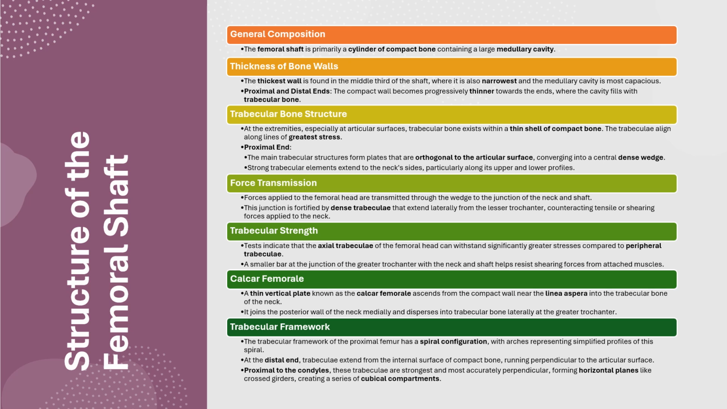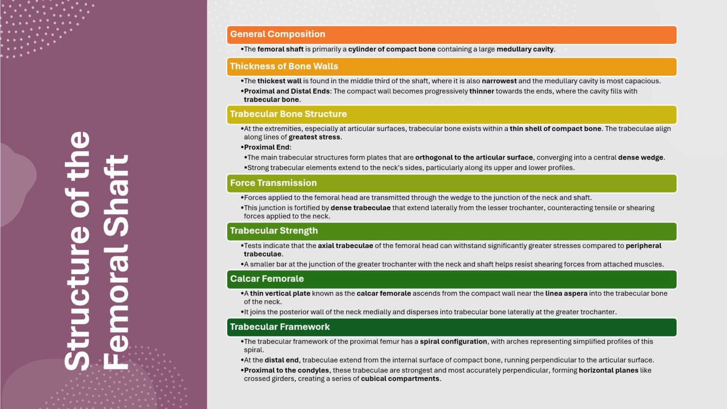The trabecular bone structure at the extremities, especially at the articular surfaces: trabecular bone exists within a thin shell of compact bone. The trabeculae align along the lines of greatest stress. At the proximal end, the main trabeculae form plates orthogonal to the articular surfaces, converging into a central dense wedge. A strong trabecular element extends to the neck, particularly along its upper and lower surfaces.